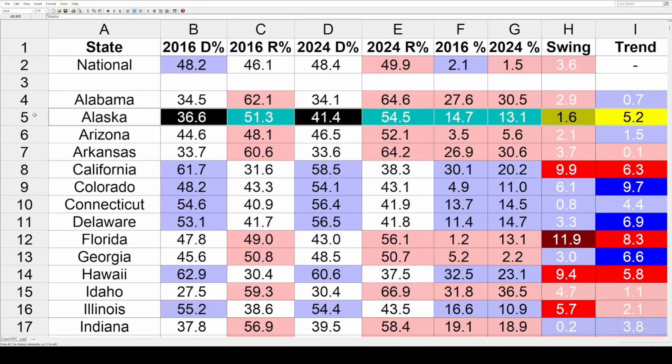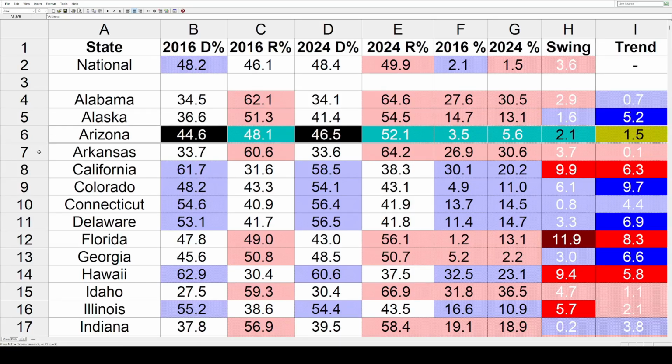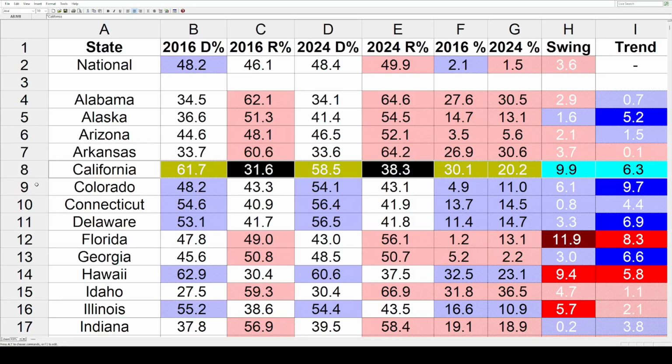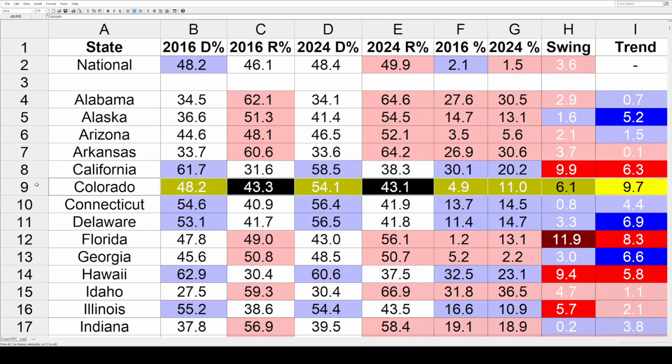Alaska swung 1.6 toward the Dems. That's in the opposite direction of the 3.6 national swing toward the Republicans. So that comes out to a blue trend of 5.2. Arizona had a small blue trend of 1.5. Arkansas had almost zero trend whatsoever, just 0.1% toward the GOP. California trended pretty hard toward the right, and that's going to be by 6.3. Colorado had the biggest trend out of all the states. It went a massive 9.7 toward the Democrats.